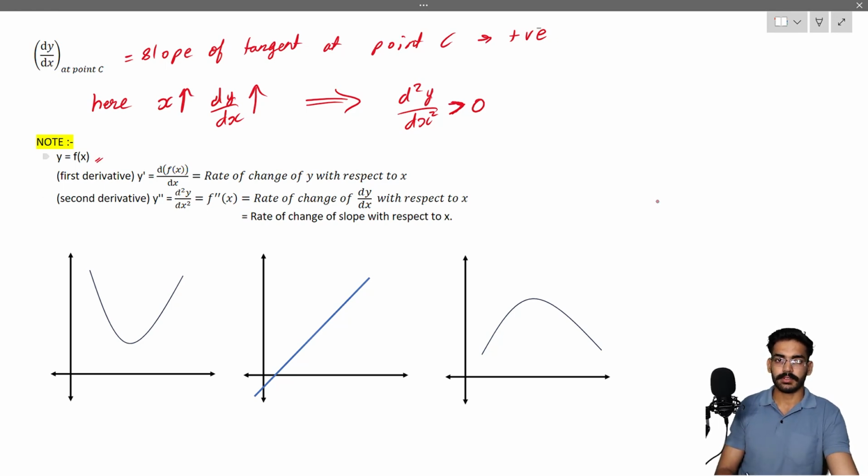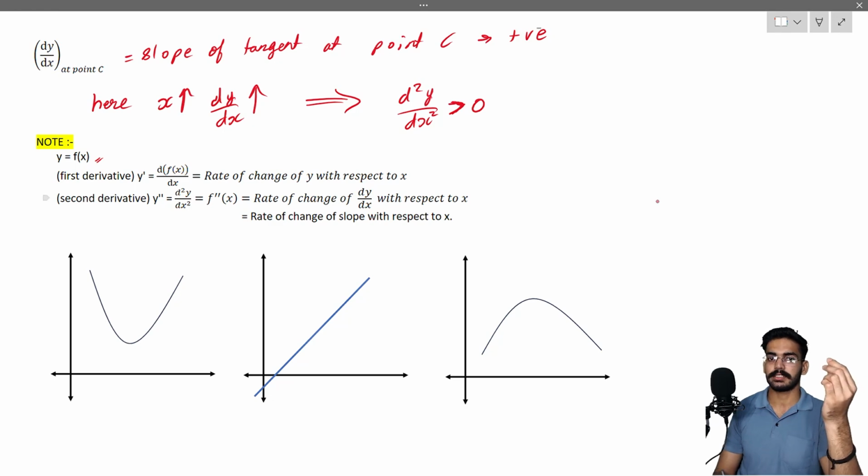If the function is y equal to f(x), then the first derivative means y dash, dy by dx. That tells me the rate of change of y with respect to x. I explained in the previous video how y is changing with respect to x. That is what dy by dx tells me. And the second derivative tells me how dy by dx is changing with respect to x.